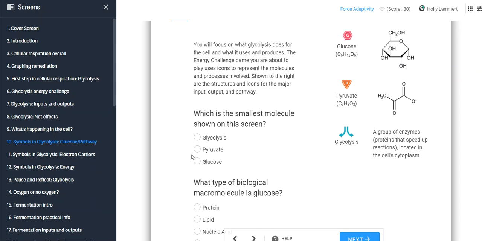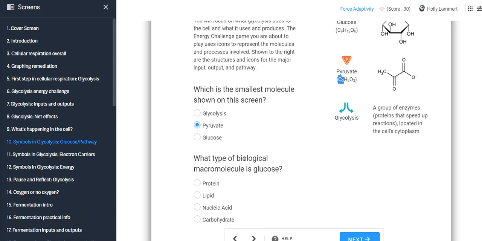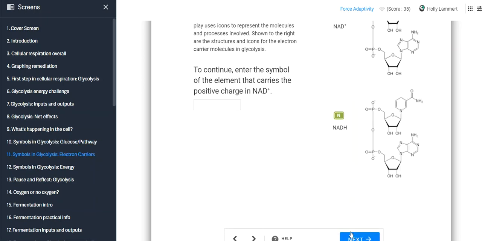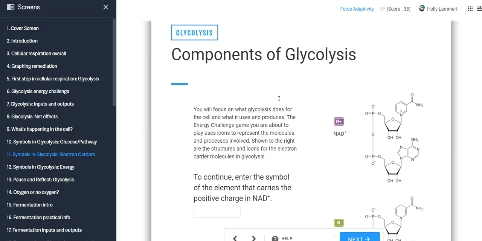I would go with pyruvate. Glycolysis is a process. Pyruvate has fewer carbons, fewer hydrogens, fewer oxygens than glucose. What type of biological macromolecule is glucose? Remember, that's a carbohydrate. It's like a sugar. Cool, we did it. All right, next slide.